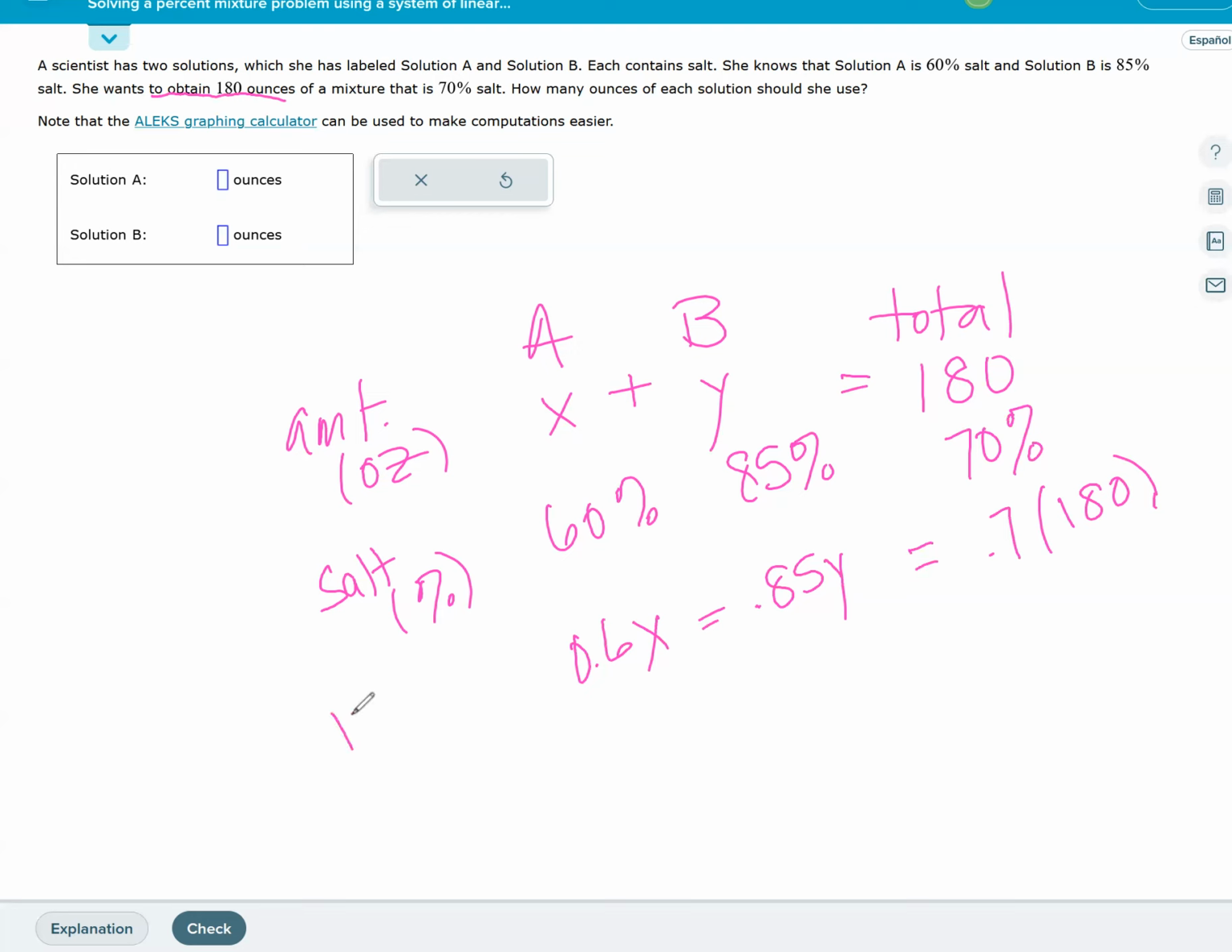We have x plus y equals 180, and we have 0.6x plus 0.85y equals 7/10 times 180. Let's do 7/10 times 180 real quick. And that's 126.